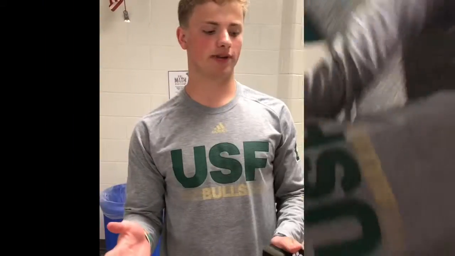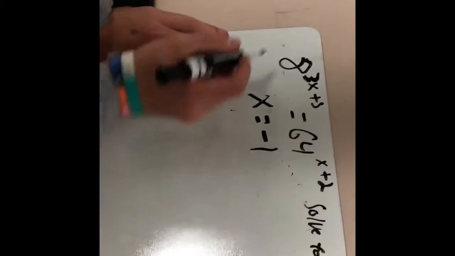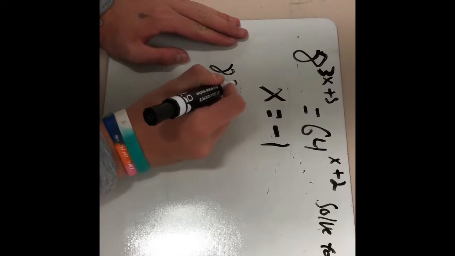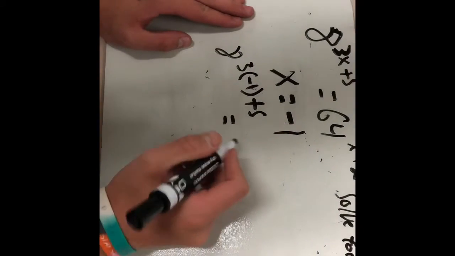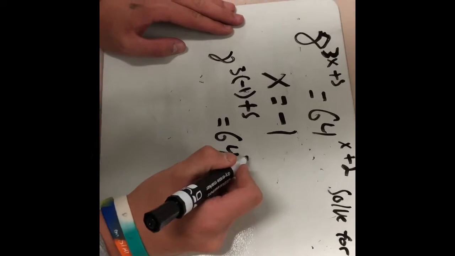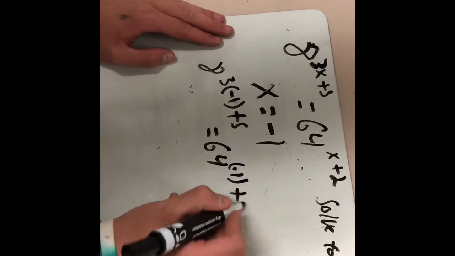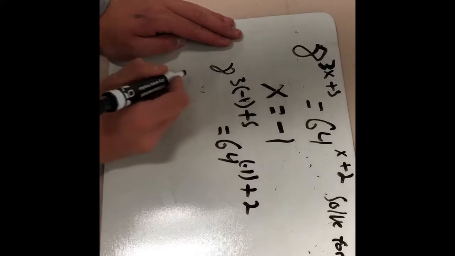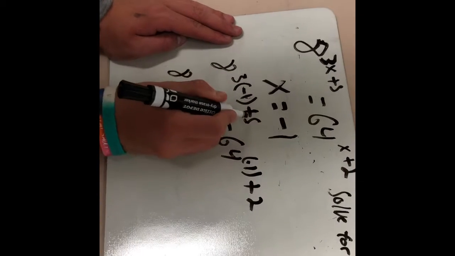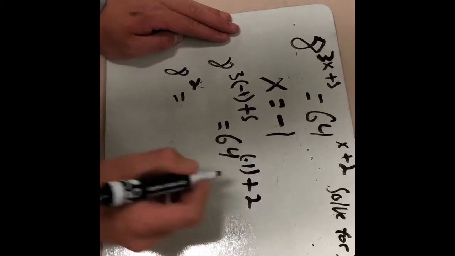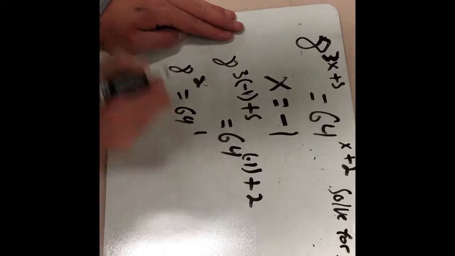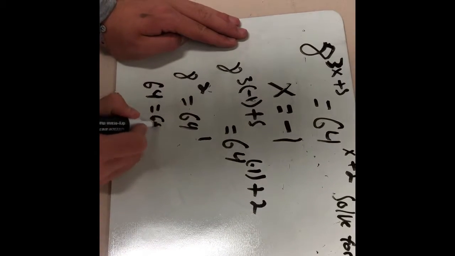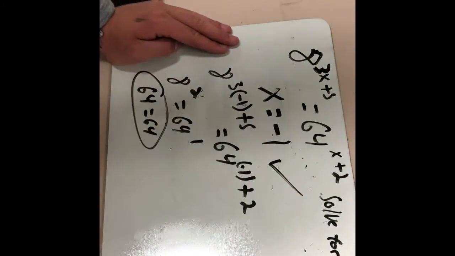There we go. Now to prove the answer, you must plug in x and make sure that's correct. So plug in x and you get 8 to the 3 times -1 plus 5 is equal to 64 to the -1 plus 2. Then you're left with 8 to the -3 plus 5, which is 2, is equal to 64 to the -1 plus 2, which is 1. Solve that, 64 is equal to 64. Therefore, x is -1 is correct.